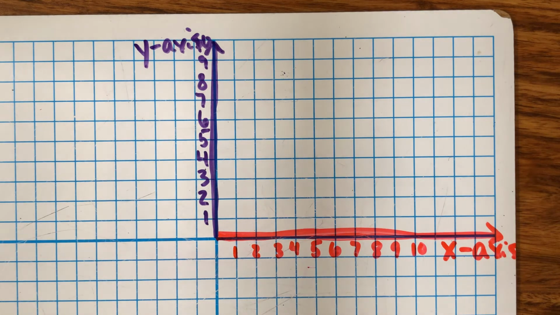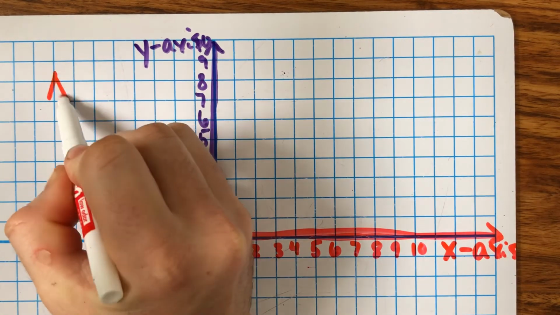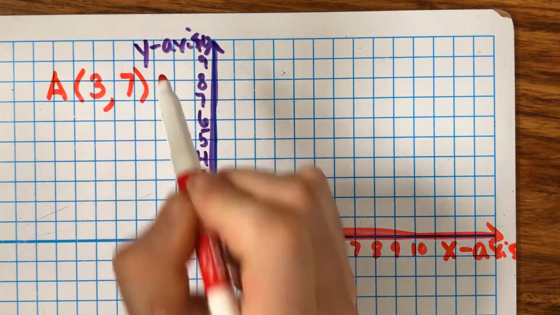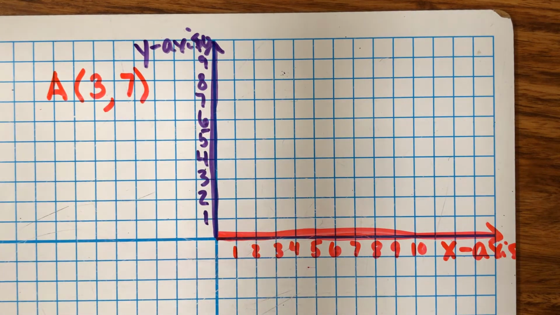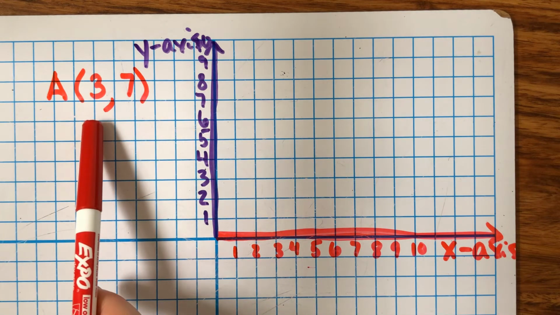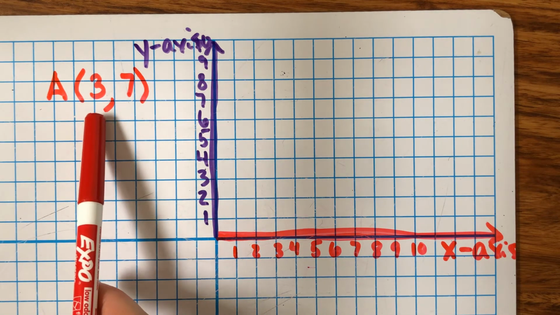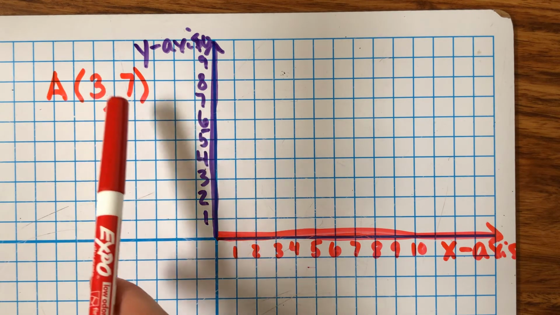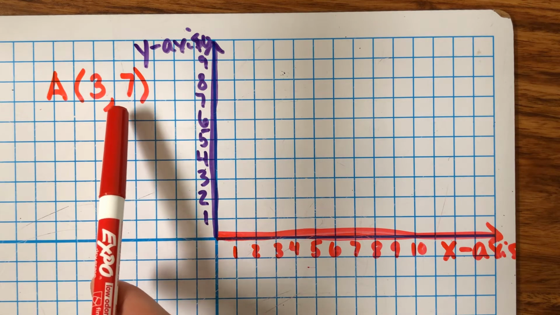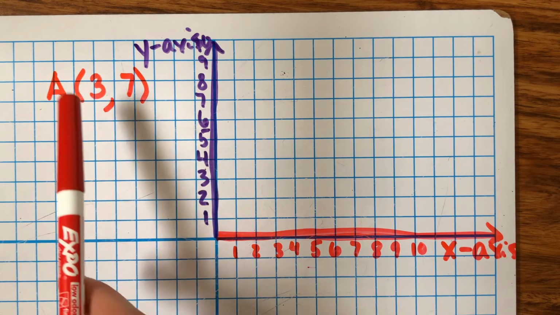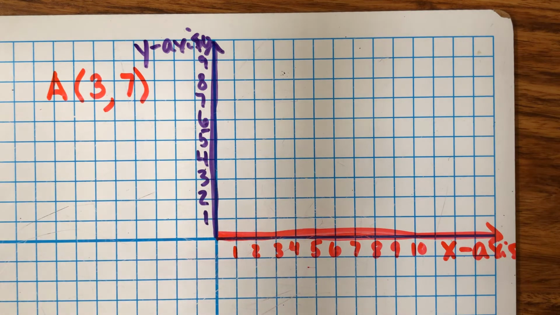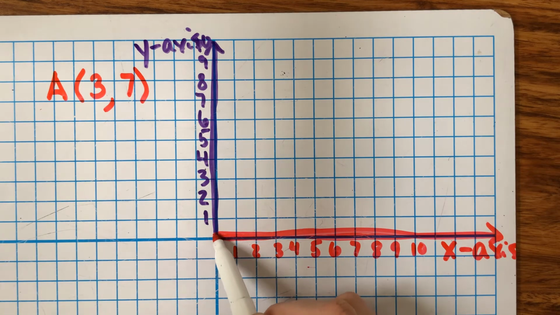All right. So I'm going to give you guys a point. Let's see. We're going to plot point A at 3, 7. So remember, on an ordered pair, the first number always stands for what? The x-axis or the y-axis? It stands for the x-axis. The second number always stands for the y-axis. So this is the x-coordinate. This is the y-coordinate. So we always start at the origin.